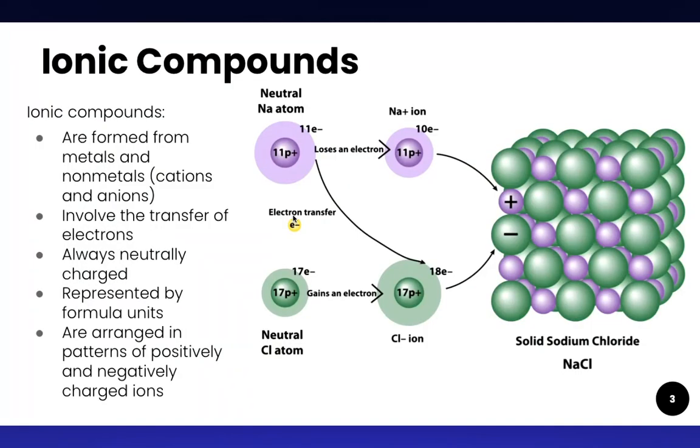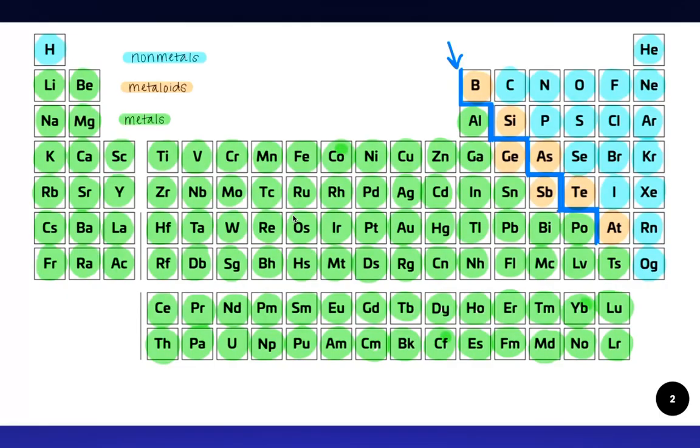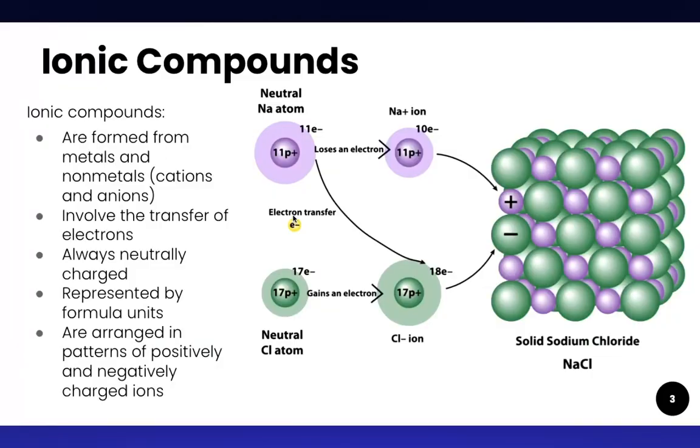Okay, so the first type of bond is an ionic bond, and we've been talking a lot about ions this semester. So ionic compounds are formed from metals and nonmetals. So metals are over here in the green. There are a lot of metals, and over in the blue, you'll see the nonmetals. So when two of those combine, it forms an ionic bond. Nonmetals and metals. That's an important fact to know. They involve the complete transfer of electrons.